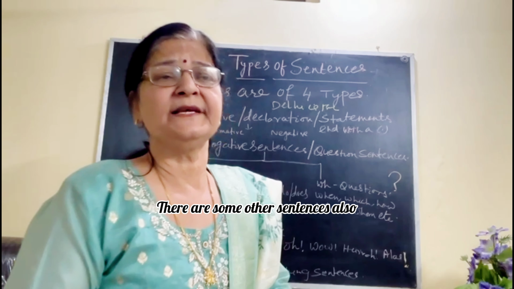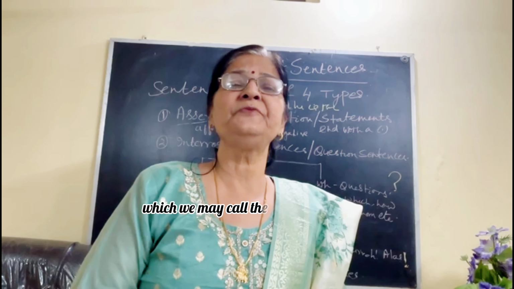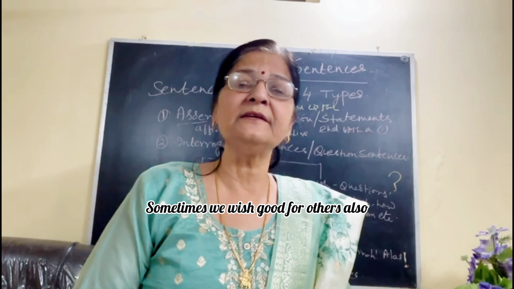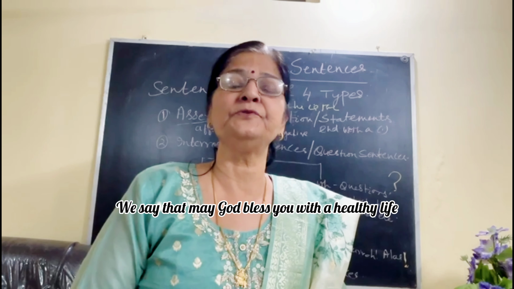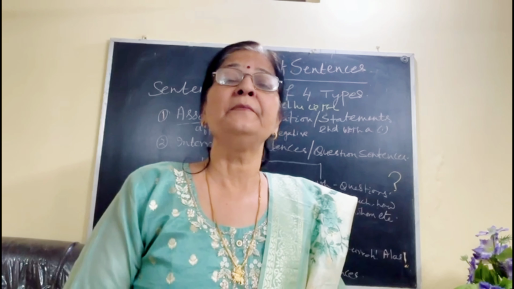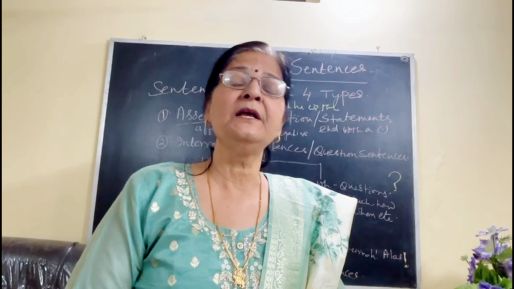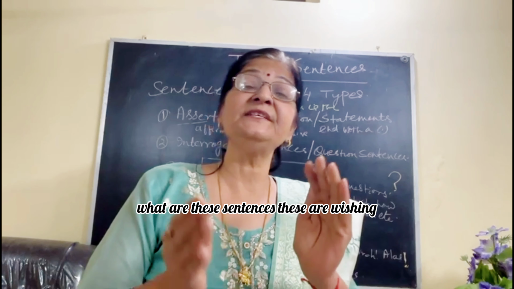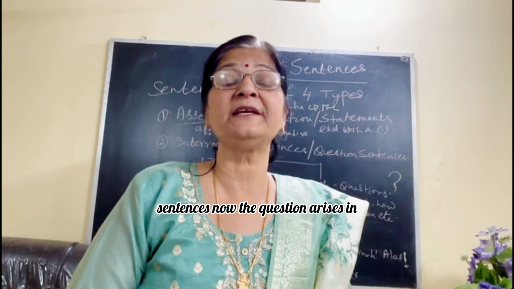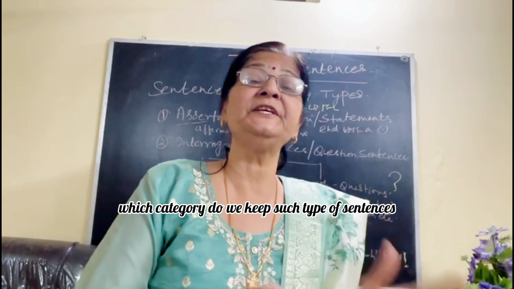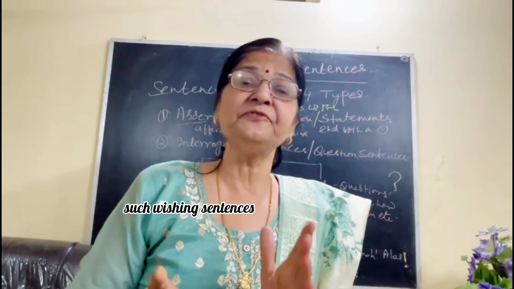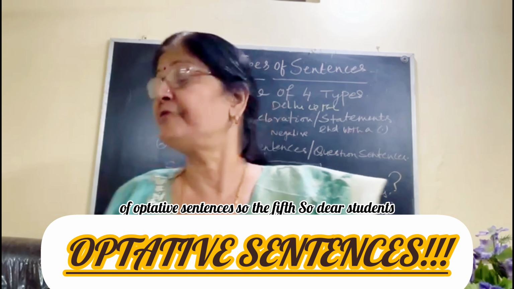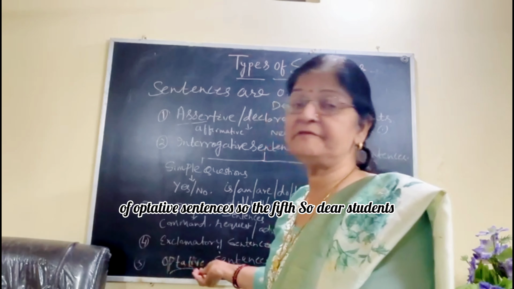There are some other sentences also, which we may call the wishing sentences. Sometimes we wish good for others also. We say, may God bless you with a healthy life. May your married life be happy, or may you live long. What are these sentences? These are wishing sentences. Now the question arises, in which category do we keep such type of sentences? Such wishing sentences are kept in the category of optative sentences. So the fifth kind of sentence is the optative sentence.